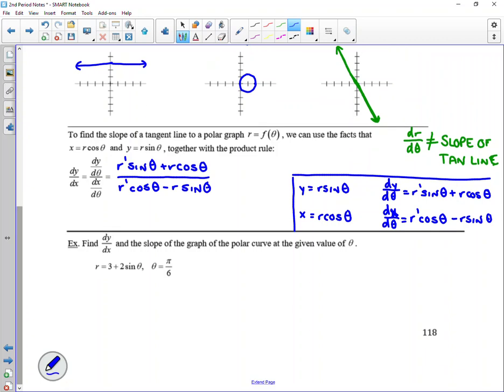Okay. For this example, we want to find dy dx, the slope of the graph of the polar curve for r equals 3 plus 2 sine theta at pi over 6. Do you remember how to graph 3 plus 2 sine theta also, by the way?